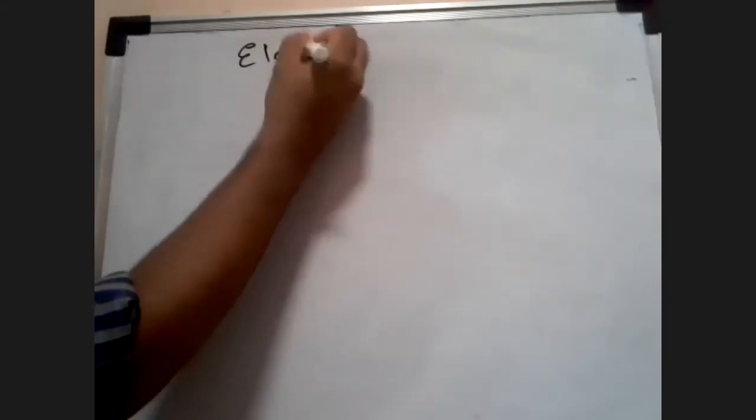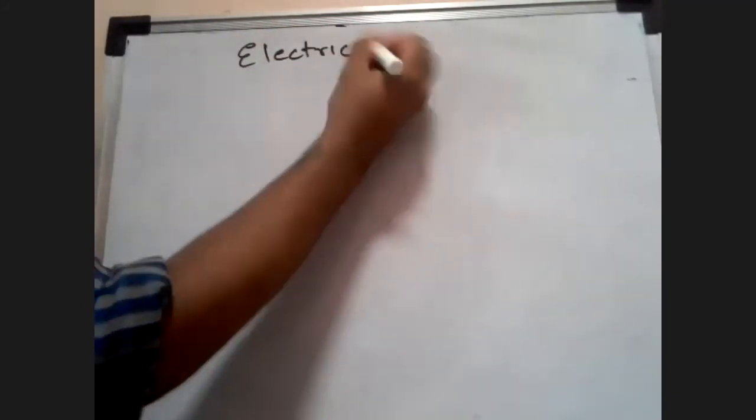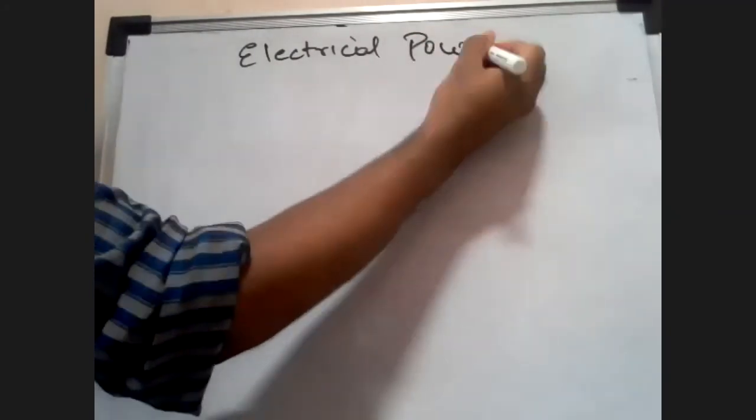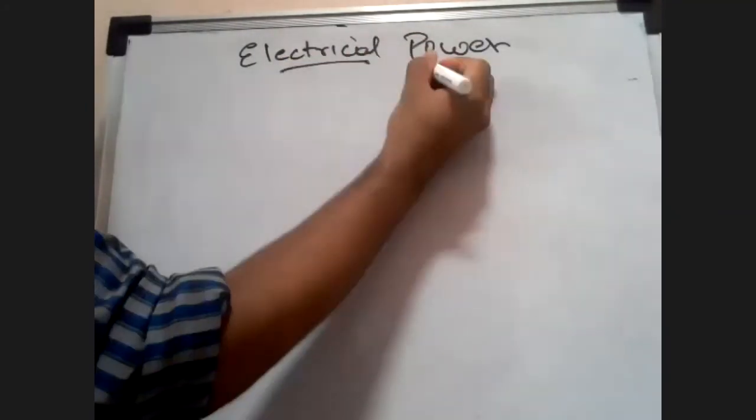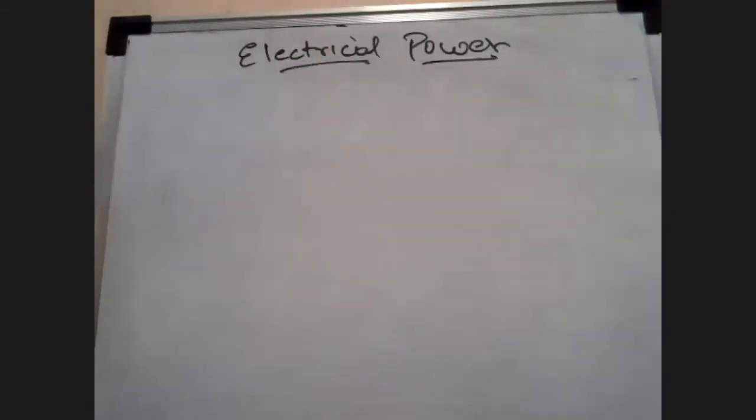Sometimes in the question they might ask you the direction also, so you can write that down. Let's come to an important topic called electrical power. How much time have we got to complete this? We have got 6 minutes. 6 to 7. Okay, so let's talk about electrical power.